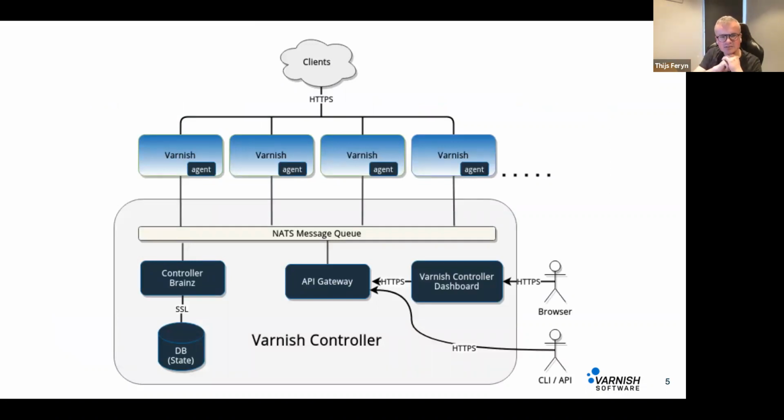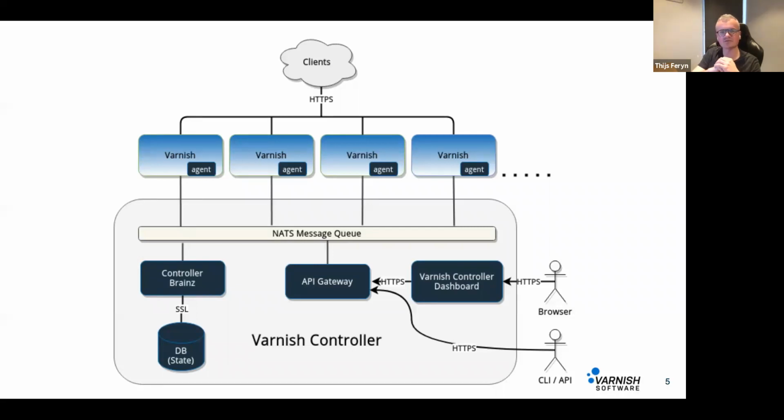Now, this controller is actually an umbrella term, and it's a term that composes many different parts. See here, the end goal is to serve HTTP and HTTPS responses to the clients. And what the controller does, what this umbrella of services does, is provide the right configuration to the various Varnish servers, which are connected to the controller via agent software. So on any of these Varnish nodes, you'll have agent software running.